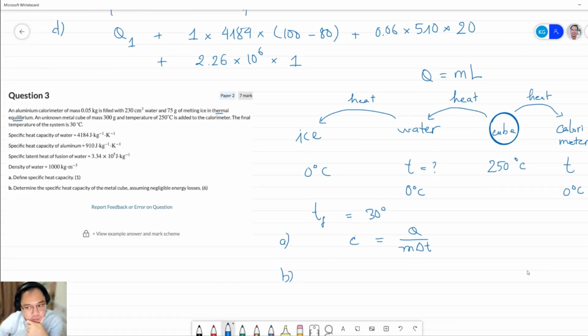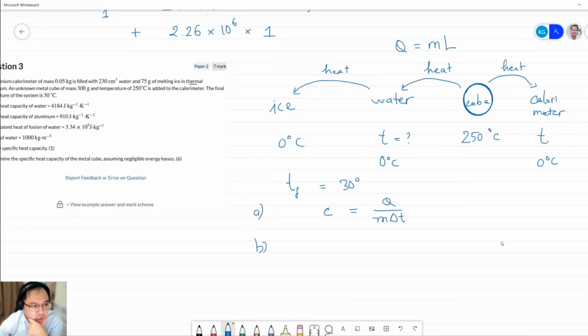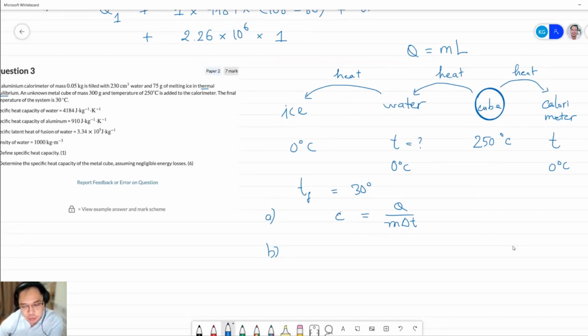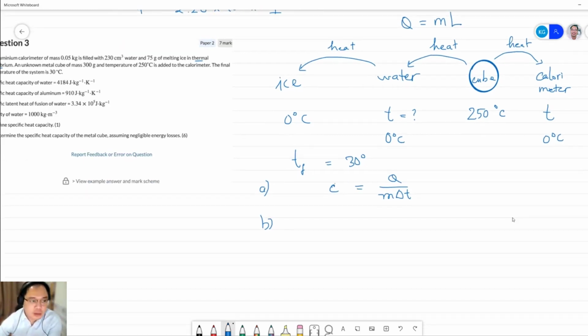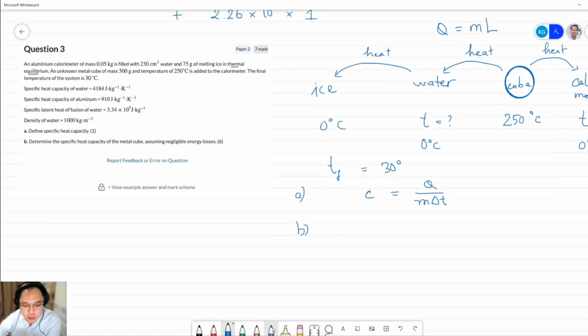Okay, calorimeter. Fusion of water, heat capacity of aluminum, heat capacity of water. Okay, the heat lost by the cube will be equal to the heat gained, absorbed by the ice, water, and calorimeter. Three things. Okay, I will write the equation here.